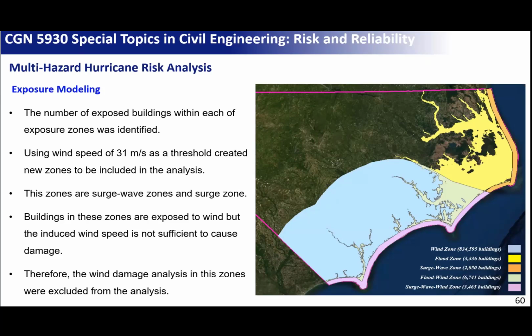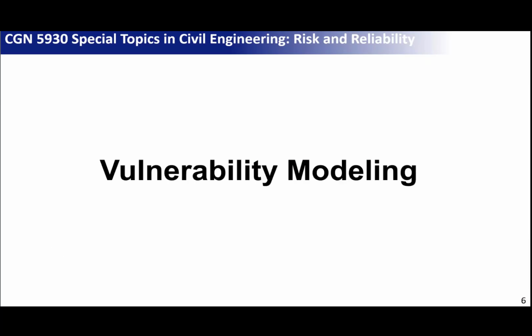But here, the orange zone is exposed to surge and wave, but the yellow zone is exposed to surge only because the wave impact here was maximum. And as we go in, the waves are less and we only have surge. But we also have wind at this location, but the wind speed is less than 31 meters per second. So we had to neglect it because it would make our analysis more complicated and it's not going to cause damage. So that's why we neglected the wind in this zone. So we are done with the exposure.